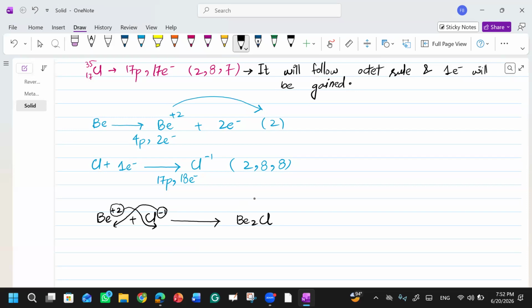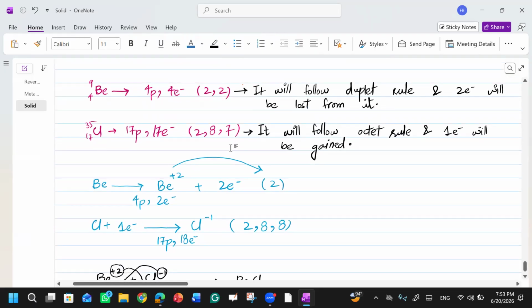So it is BeCl2. Why is it Cl2? Because we have shifted the 2 from here to there, and the minus 1 to the other, and the signs are cancelled. Are you getting this? So what is happening? One chlorine needs just 1 electron, and beryllium is losing 2 electrons. So how will the bonding occur?